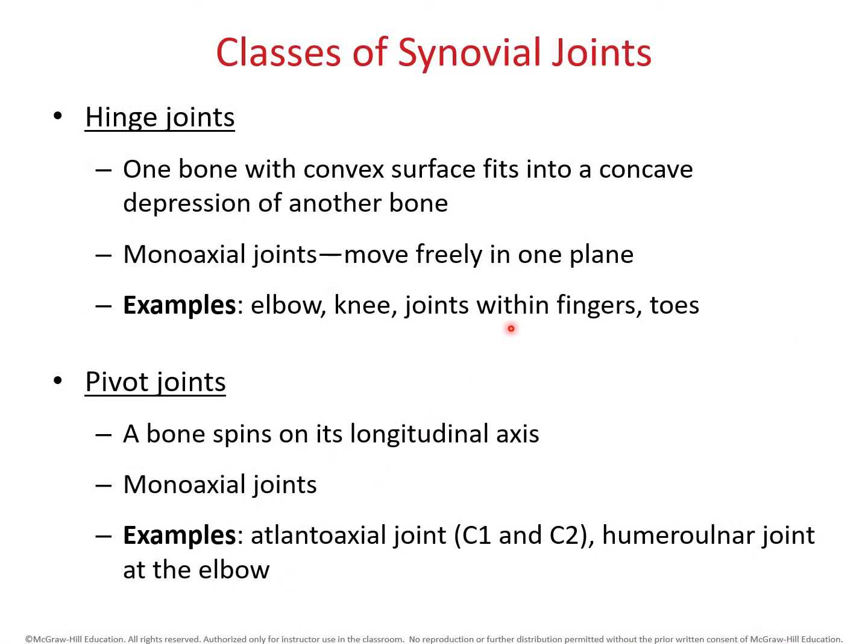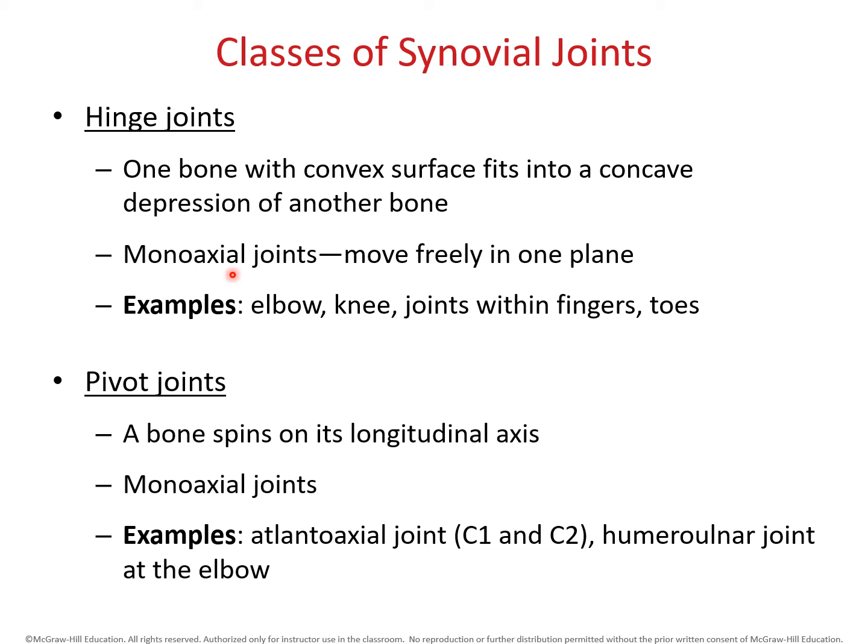Okay, a couple more. Hinge joints. Hinge joint, where one bone is convex and it fits into a concave depression of another. Kind of similar to what we've already seen. These are monoaxial. They're freely movable only in one direction. You should know your hinge joints. It's kind of like opening a door. That's what I think of when I think of this class of joint, like the hinges on a door, right? We can only move that door in one plane or one direction, right?